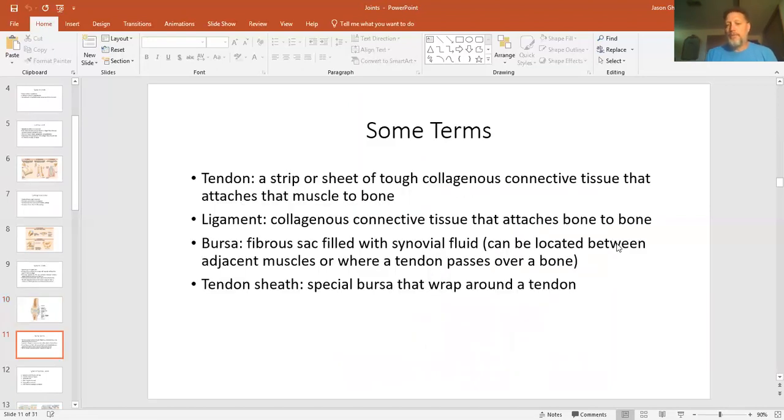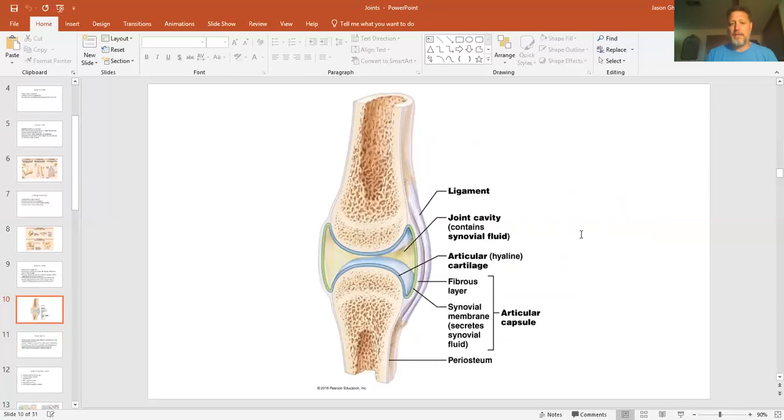A few other terms. Tendons. This is a collagenous tissue. It's a connective tissue that connects a muscle to a bone. A ligament, on the other hand, attaches a bone to a bone. So I'm going to back up a slide. Again, there's a ligament right here. We're not showing any muscles, but this one's attached to this bone on the periosteum, and this was attached to this bone on the periosteum.